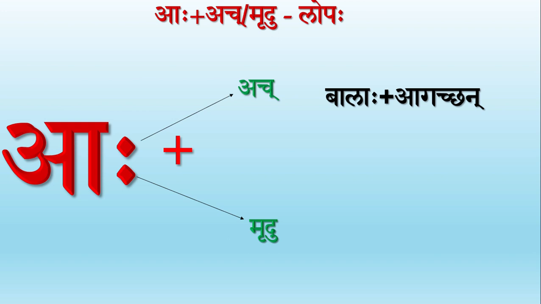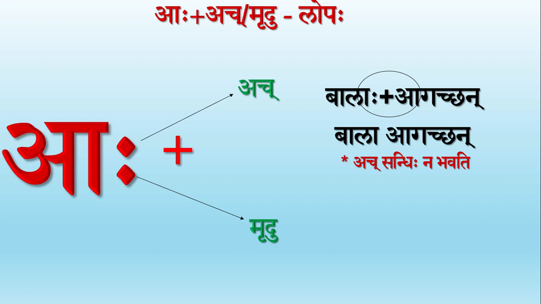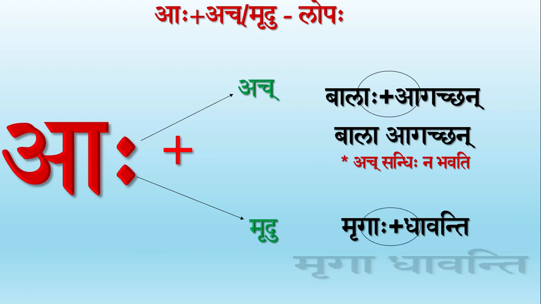Again note here that these two words Bala and agachan do not combine again in Savarna Dirgha Sandhihi, because we've already discussed that after lopaha ach sandhihi must not come into picture. This is very important. In our next example, we have mrigaha plus dhavanti. After aha, we have the letter dha, which is a mrudu vyanjanaksharam, right? So, visarga is lost and we have got our answer as mriga dhavanti.